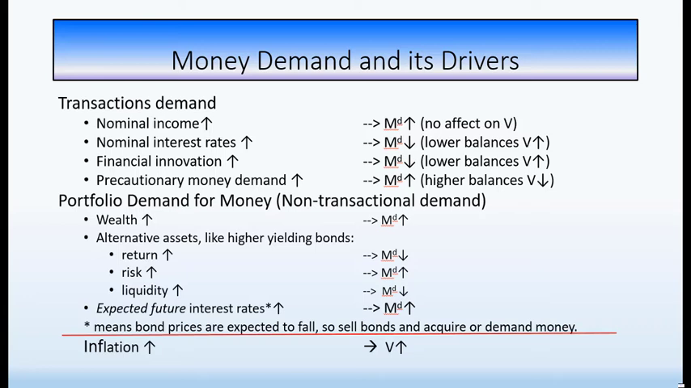So money demand will fall off under this situation. Now the next one is a little tricky. It's the expected future interest rate here that we want to look at. And so expected future interest rates, if they go up, then money demand is going to go up. Think about it this way.